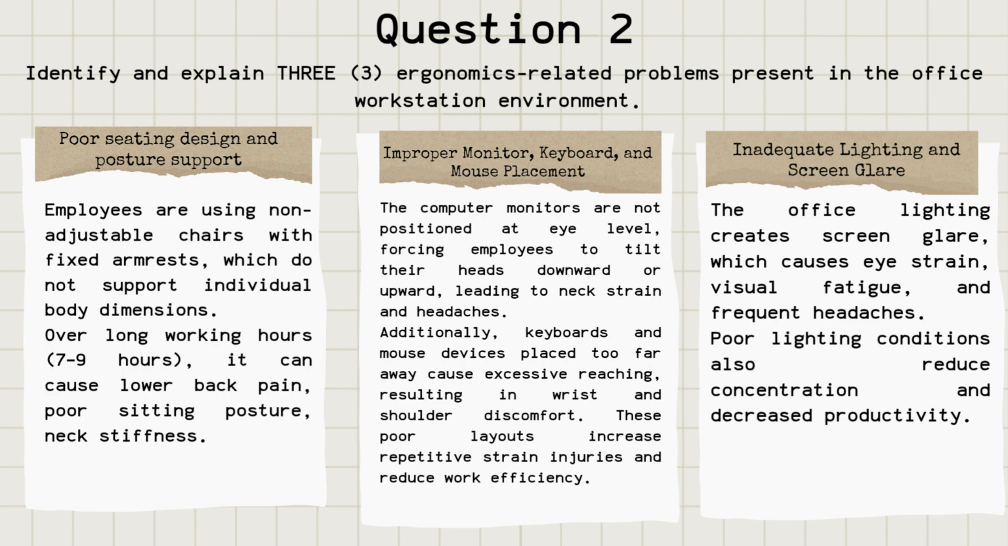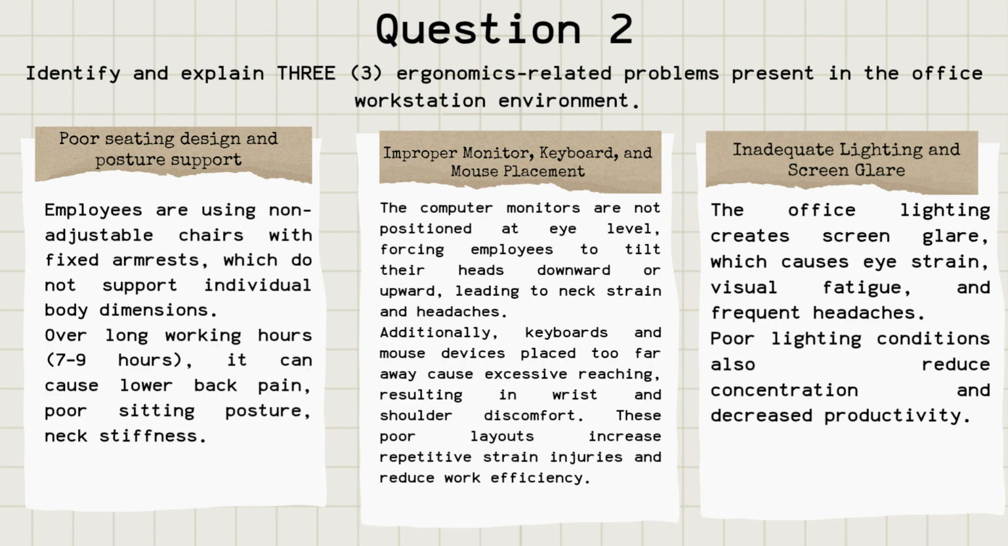Second one is the improper monitor, keyboard, and mouse placement. The computer monitors are not positioned at eye level, forcing the employees to tilt their head downwards or upward, leading to neck strain and headaches. Additionally, keyboards and mouse devices placed too far away cause excessive reaching, resulting in wrist and shoulder discomfort. This poor layout increases repetitive strain injuries and reduces work efficiency.